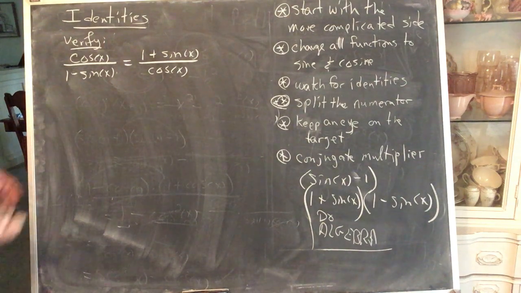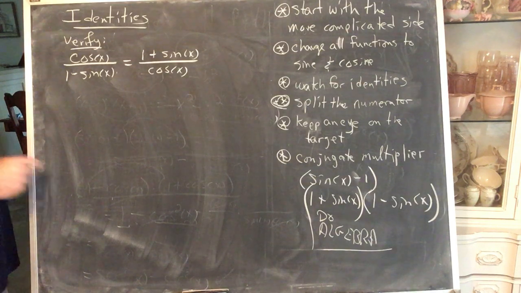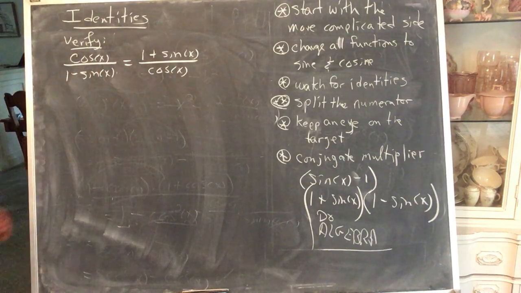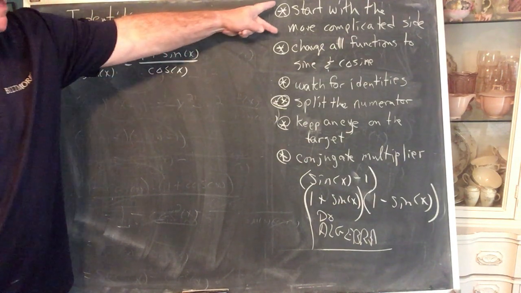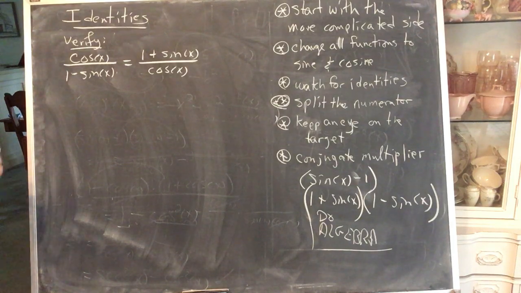Right, so we're going to verify this identity: cosine of x over 1 minus sine of x is supposed to equal 1 plus sine of x over cosine of x. All right? So let's start with the more complicated side. Well, it's about half a loaf of one and the other, so I'm just going to start with the left-hand side because they're both about equally complicated. It doesn't really matter which one.